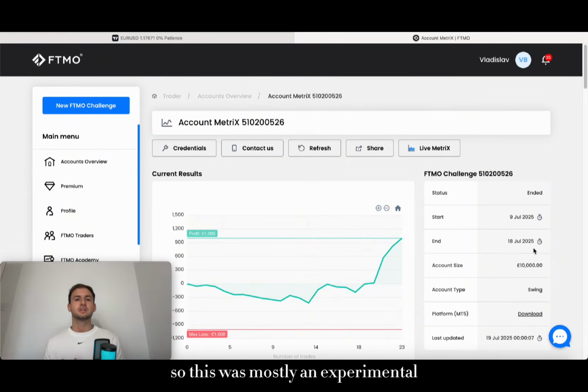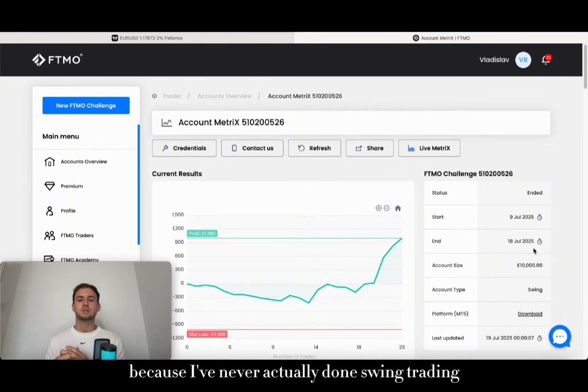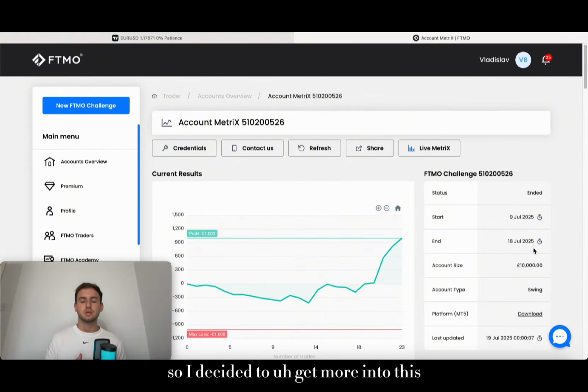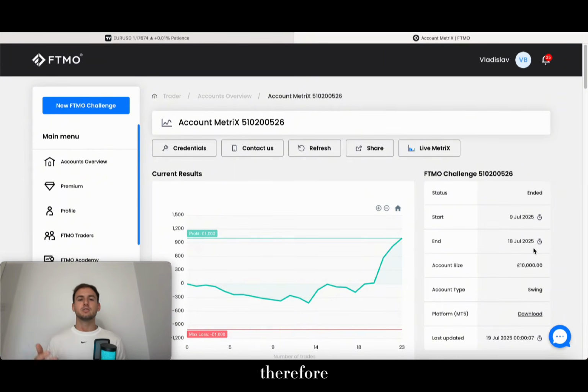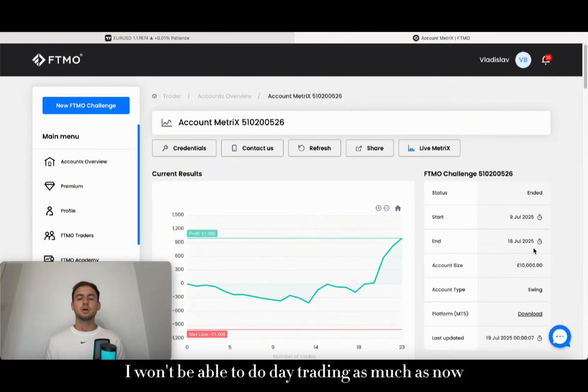So this was mostly an experimental funded account because I've never actually done swing trading, so I decided to get more into this since I'm starting my full-time employment in August. Therefore I won't be able to do day trading as much as now, so I need to evolve into swing trading.